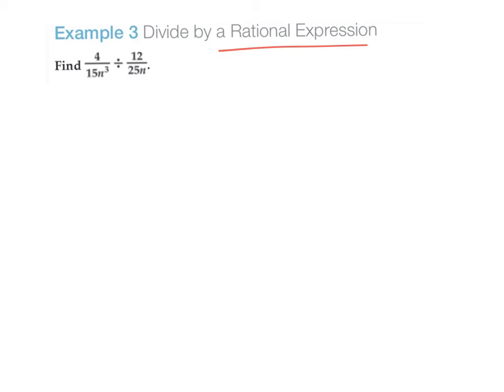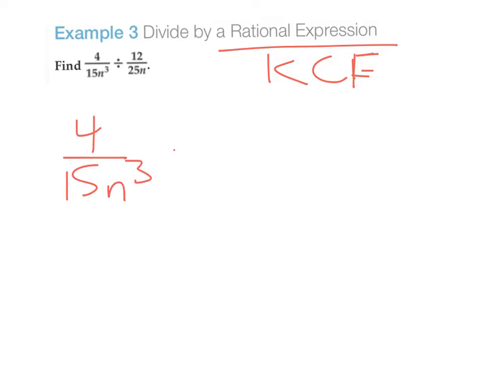So we want to divide. Divide is very simple. All we do is, it's called keep, change, flip, often called KFC. So I'm going to keep, change, flip this first. So for 4 over 15n cubed, I'm going to change to multiplication instead of division. I'm going to flip the 25n over the 12. And now all I'm going to do is cross cancel.